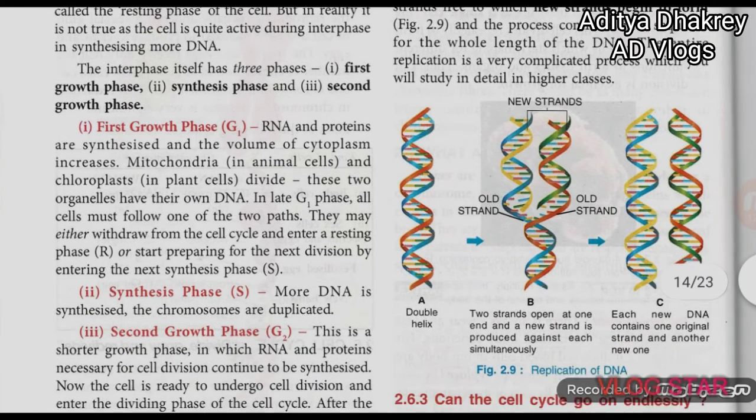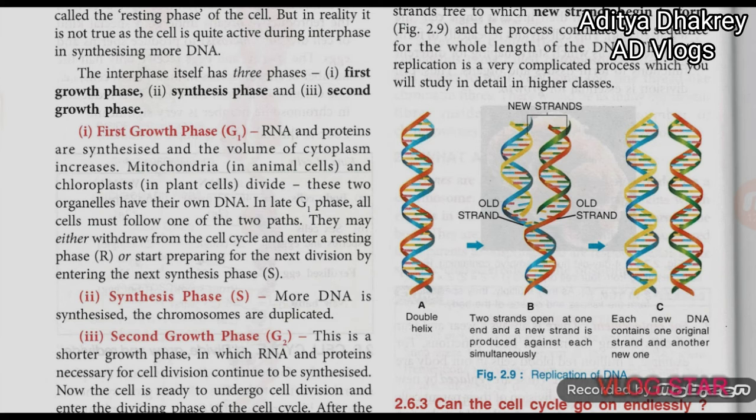Now, first growth phase, G1: RNA and proteins are synthesized and the volume of cytoplasm increases. Mitochondria and chloroplasts divide. These two organelles have their own DNA. In late G1 phase, all cells must follow one of two paths. They may either withdraw from the cell cycle and enter the resting phase, or start preparing for the next division by entering the next synthesis phase.